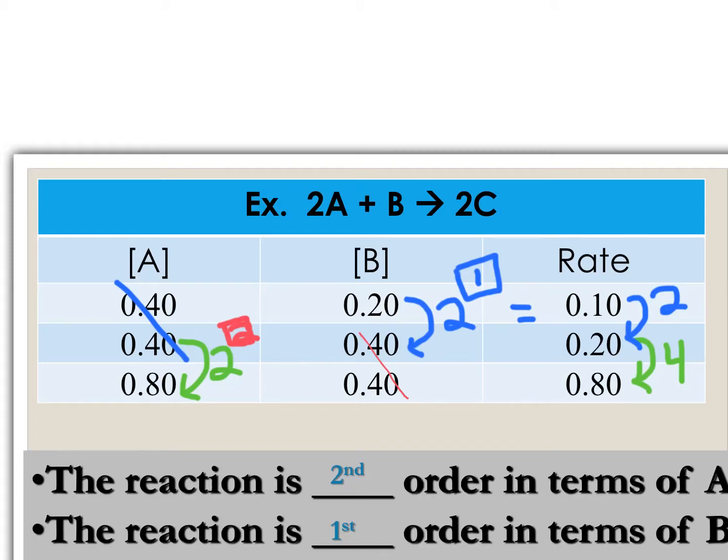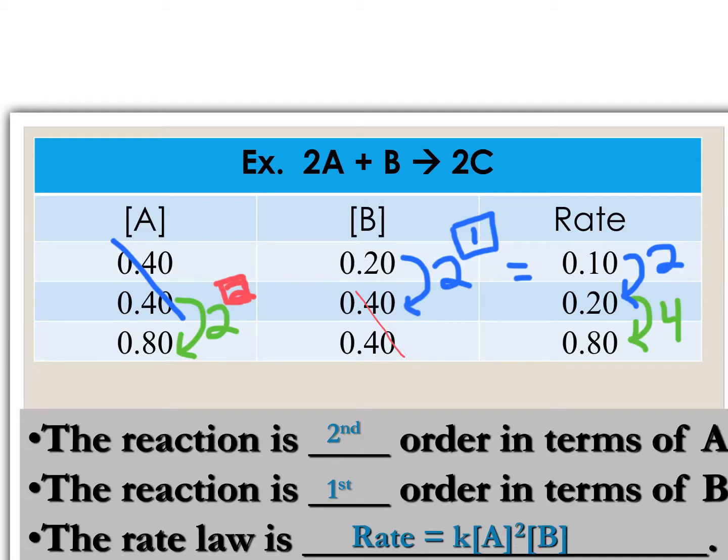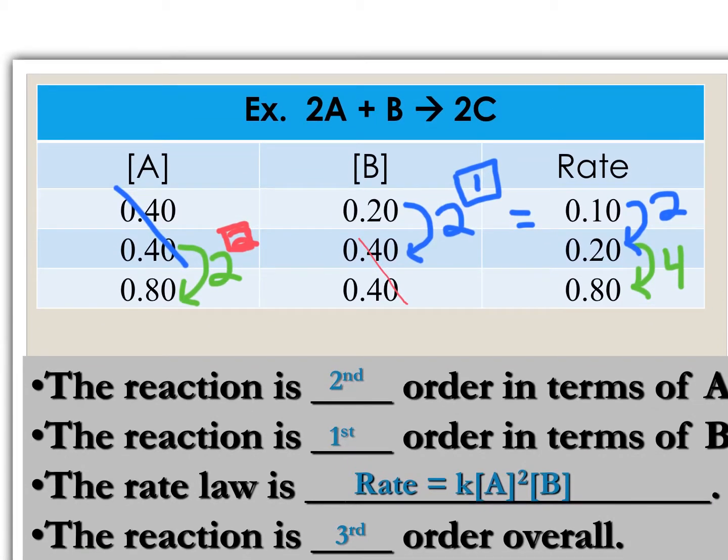Now write the rate law. Well, the rate law would equal rate equals little k, always little k. Put your brackets around your first reactant, A, your brackets around your second reactant, B, and put everything to its order. So we said A is second order, B is first order, so it'd be A squared times B. And finally, this reaction is third order overall, because I have a 2 here and a 1 here. So 2 plus 1 gives me third order overall.